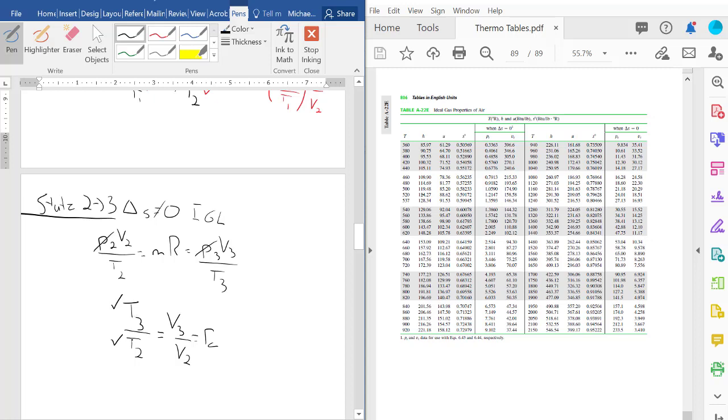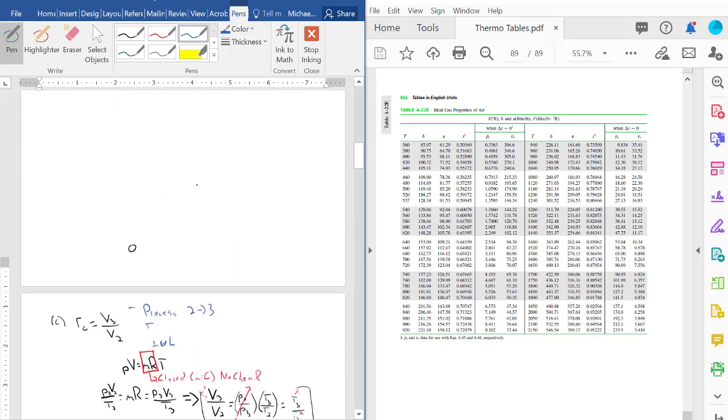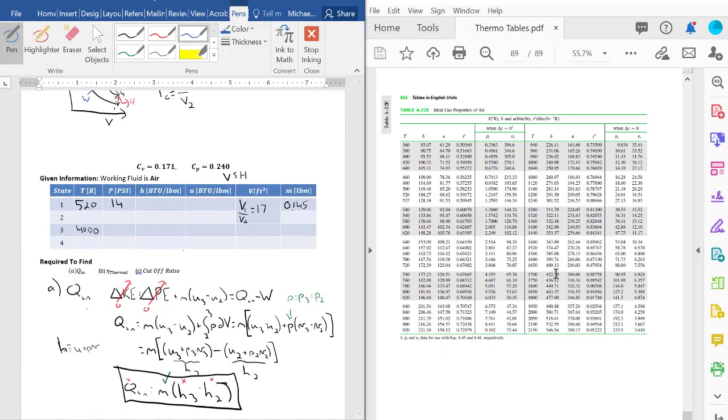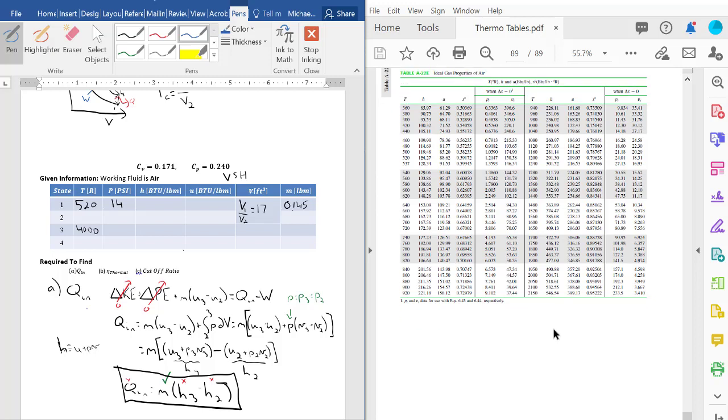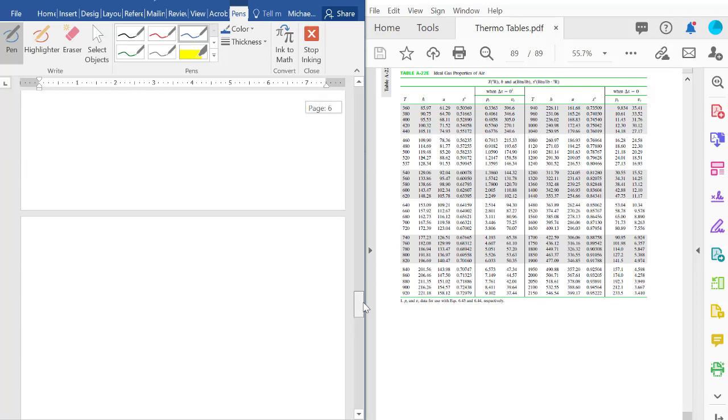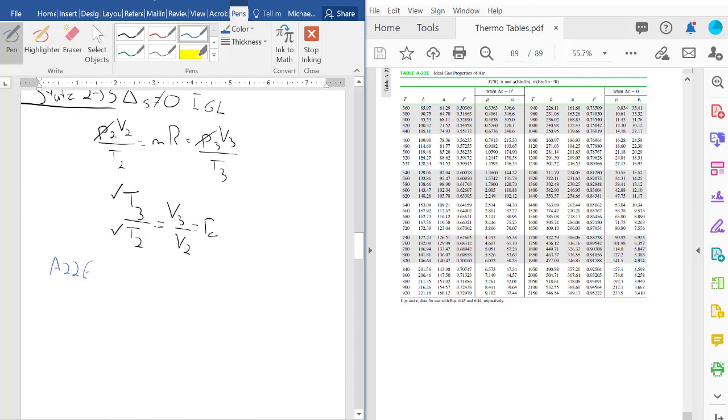So now I know T3, and because I know T3, I can go back to table A-22E, and here T3 was 4,000. It would be better if we had a table that went all the way up to 4,000. Maybe the version of the textbook this problem came from, or maybe this table here is just cut off. If we had 4,000 on the table, then we would use this. Once we knew T3, state 3 is on that horizontal line. That means we need H3, but we would also find VR3.